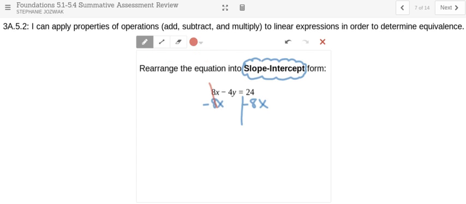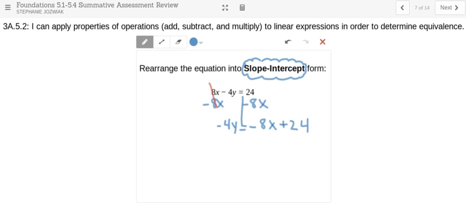And when I do, it'll cancel out on the left, and I'll be left with -4y equals, now on the right side I have 24 minus 8x, but I always like to write my x first. So I'm going to do -8x plus 24. So I'm kind of just taking that 24 and moving it over to the other side, or moving it over to the end, excuse me.